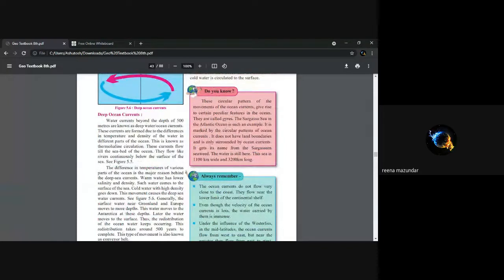Cold water with high density goes down. This movement causes the deep sea water currents. See figure 5.6.